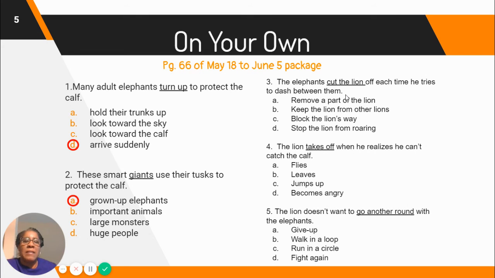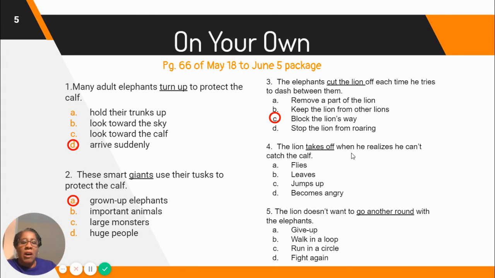The elephants cut the lion off each time he tries to dash between them. So is the elephant using a knife? Again, visualize. That would be quite gruesome, wouldn't it? What exactly is the elephant doing when the author, or the writer of the sentence, says he cuts the lion off? Is he removing parts? And I guess I've shown the answer, okay? Keep the lion from other lions, but he blocks his way. And some of you do that. When people are walking, you cut them off, okay? You walk in front of them. So that's another way of saying you block their way or you walk in front of them, okay?